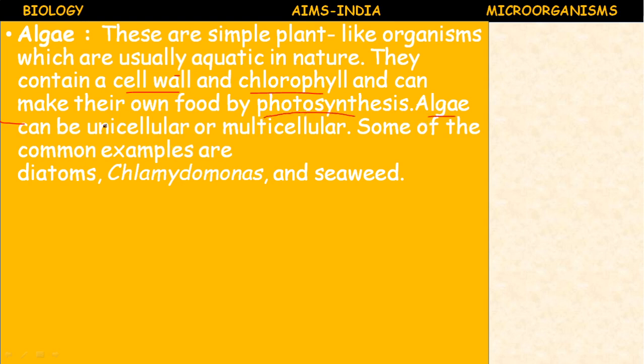Algae can be either unicellular or multicellular. Some of the common examples are given here. They are diatoms. Diatoms are present in the sea. They float on the surface of the sea water. Chlamydomonas is a unicellular alga. And seaweeds are called kelps, brown algae. Diatoms are called the floating pastures of the sea. They provide food for millions of other organisms living in the sea.